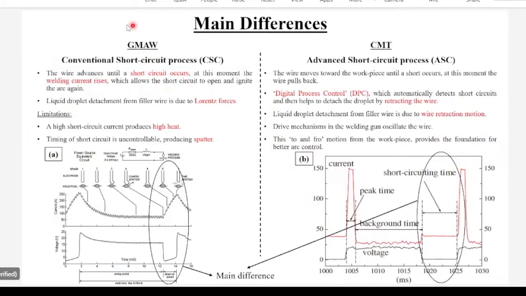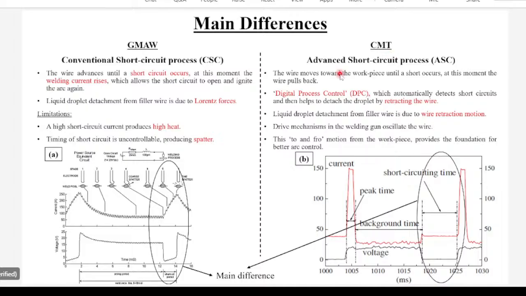So there's the main difference between GMAW and CMT. You can see it in the current waveform and the voltage waveform. This is the current waveform of GMAW. This is for CMT. At this point, the short circuiting phase, you can see an increase in current values and an increase in voltage values. That's why the GMAW can't resist higher heat input droplet.